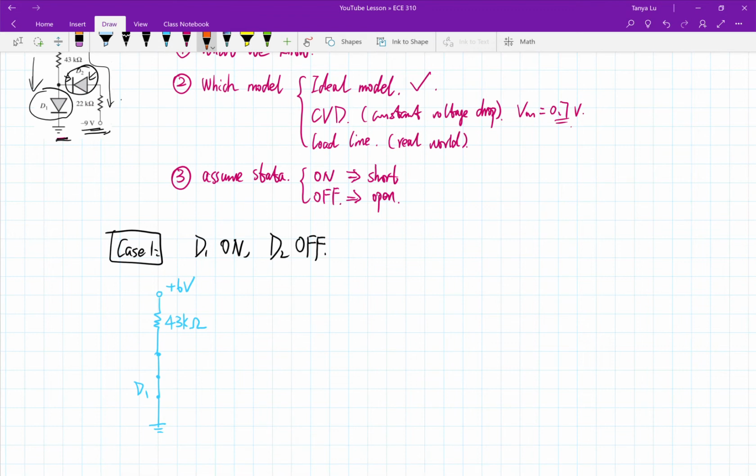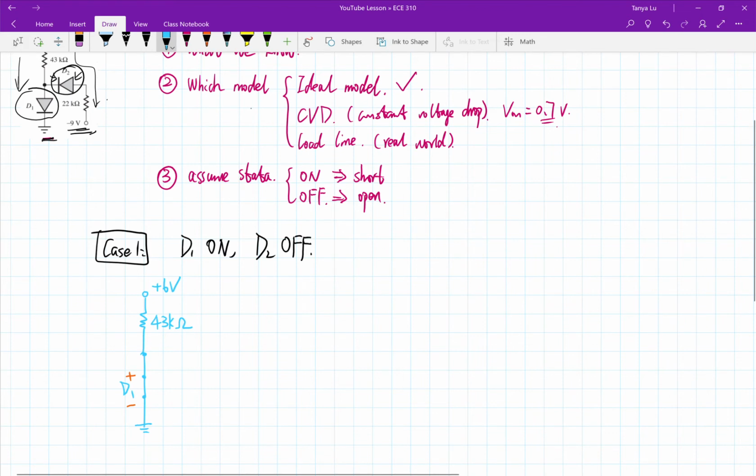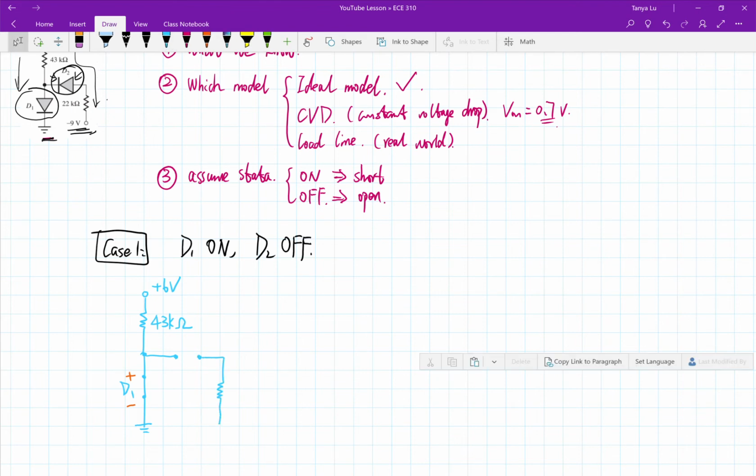Even though it is short, we do need to keep track of the polarity of it. Here's positive, here's negative, because at the end, we need to write KVL for it. Okay, so there's my D1. Then here goes my D2. I assume it's off, so it will be replaced by an open circuit. There's my another resistor and my minus 9 volts. Here we go. Here's D2 and minus plus.